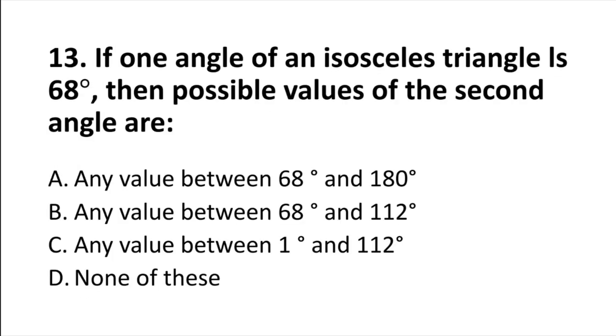MCQ number 13. If one angle of an isosceles triangle is 68 degrees, then the possible values of the second angle are: option A, any value between 68 and 180. Option B, any value between 68 degrees and 112 degrees. Option C, any value between 1 and 112 degrees, and D is none of these.